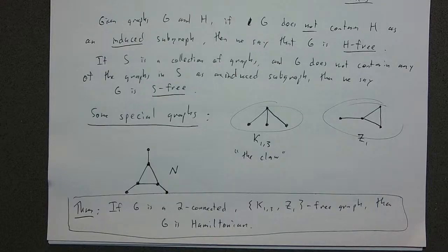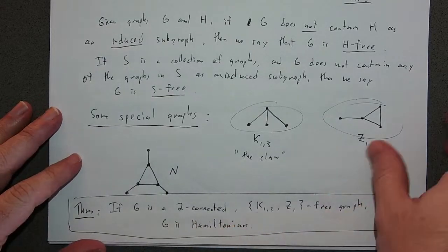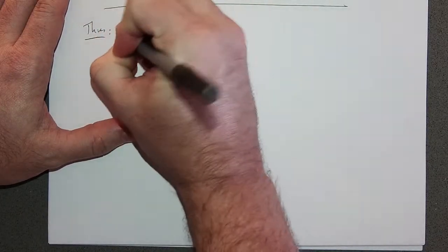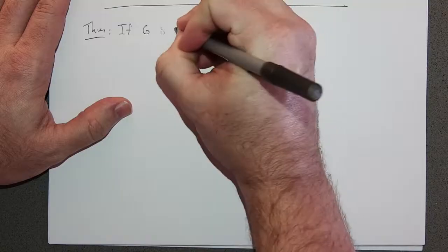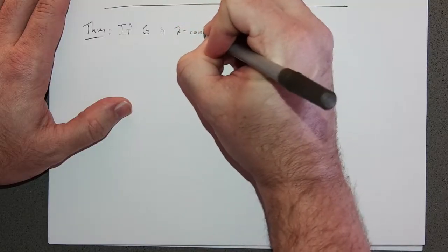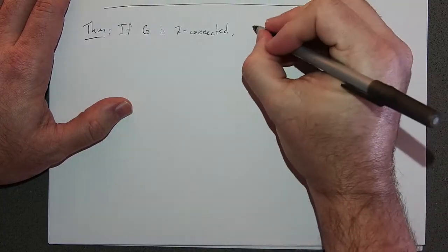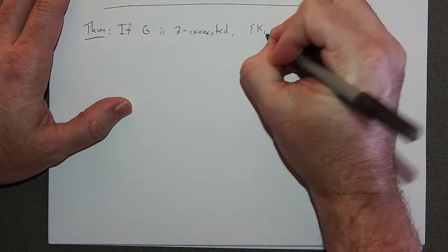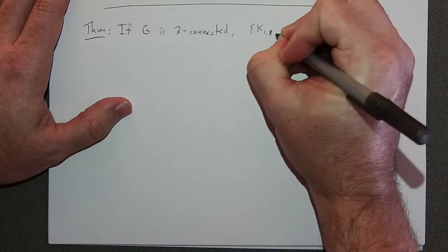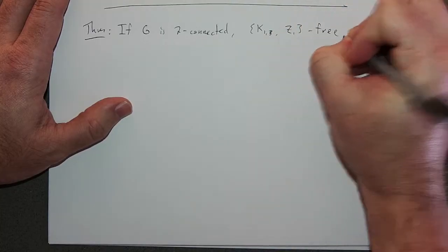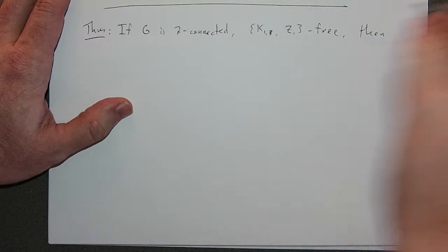All right, so let's see how we would prove this. I'm going to restate this theorem so that we can have the proof here all on one page. Here's this theorem. If our graph G is two connected and it is claw free and Z1 free, so this is K13 and Z1 free, then it is Hamiltonian.